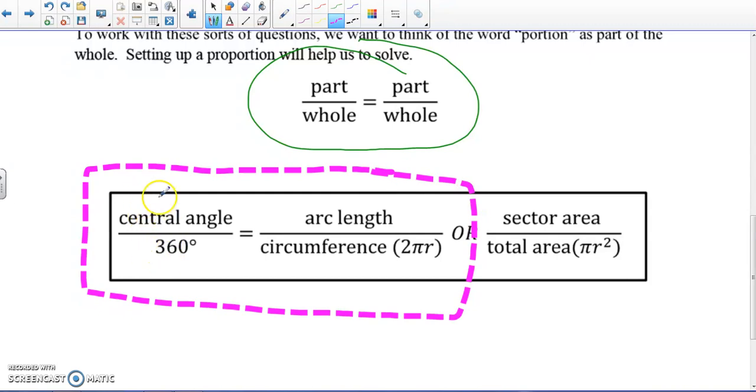So part over whole, the angle is to 360. The part of the circle is to the whole circle, as the part of our circle, the arc length, is to the whole circle or the circumference. It'll be a little easier to see when we do an example, but this is the formula you're going to use. The angle is to the whole circle, as the arc length is to the whole circumference. So here's our formula, and I have it at the top of the next page as well.